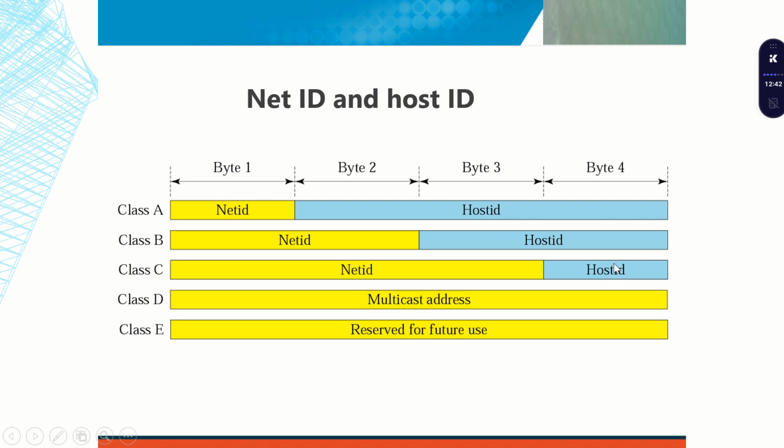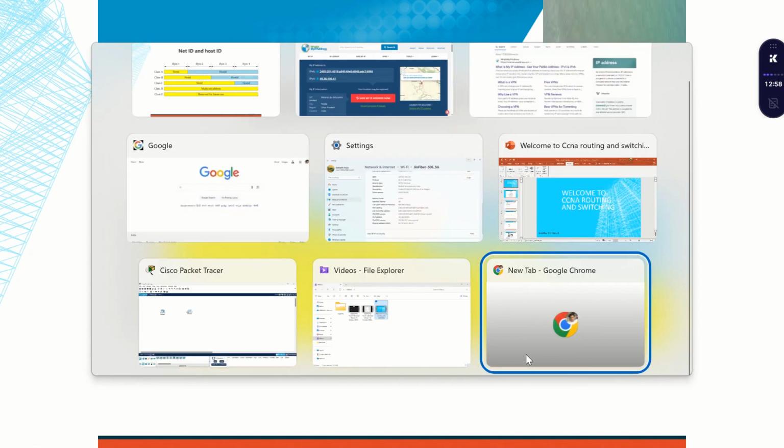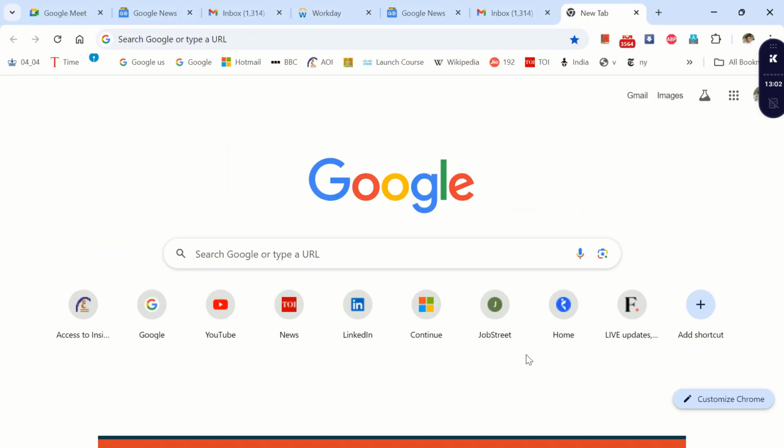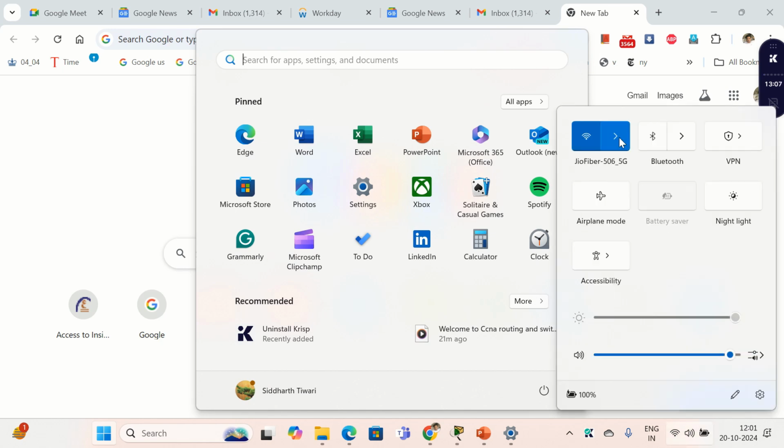So let's see the example of class C again. It says 3 bytes or 24 bits are reserved for the network part. And how do we make sure that those don't change? Well, let's look at our settings again. We need to go back to our settings.